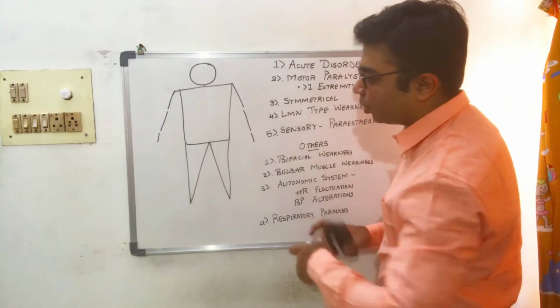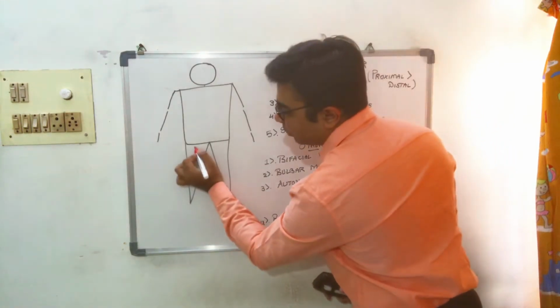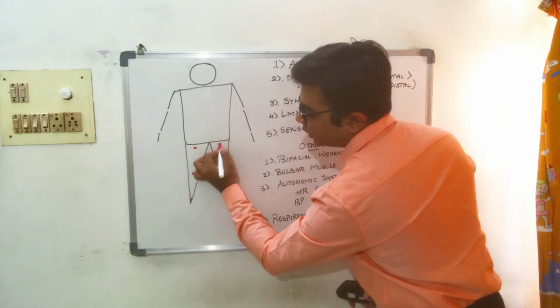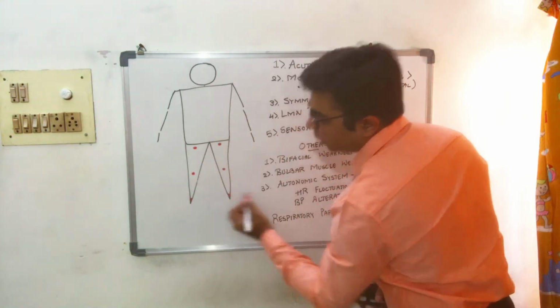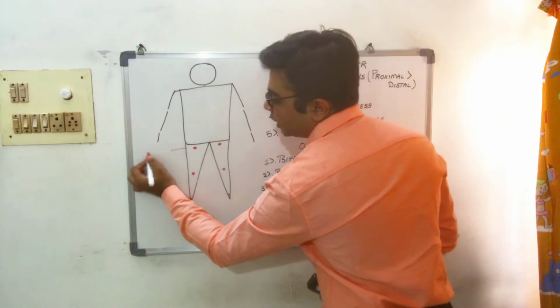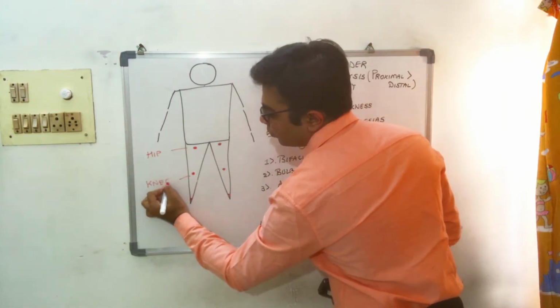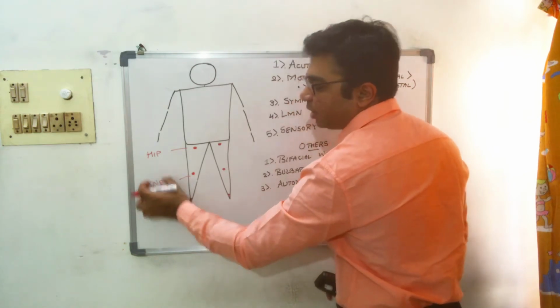Let me mark it over here. Suppose this is the hip joint, this is the knee joint, and here is the ankle. Similarly on the other side, hip, knee and ankle. So the proximal muscles are the hip musculature and knee musculature. The knee joint is placed more distally than the hip joint.